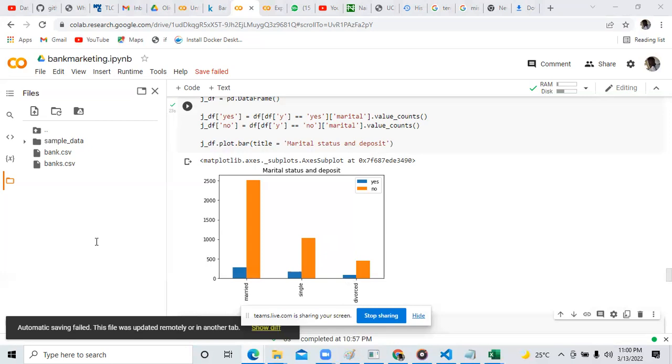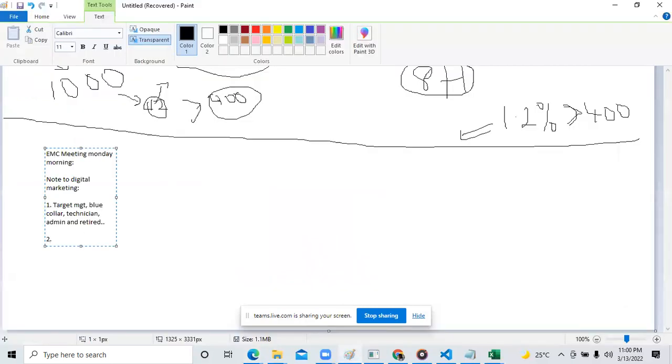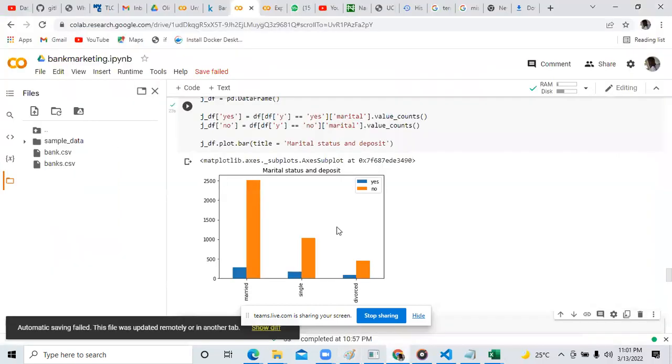Okay, so let's distill. Single people are more risk averse than married people. Okay, so I want to say something. Go on. Another reason why we are not having that for single people and for married people, could it be that the number of single people we have in the data is not equal to the number of married people? Exactly. Yes, you are correct.